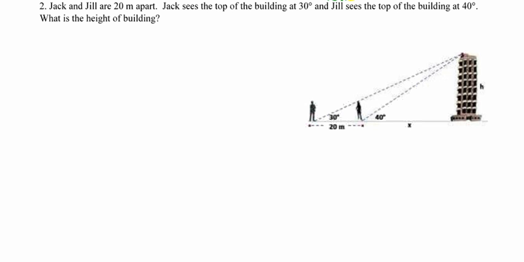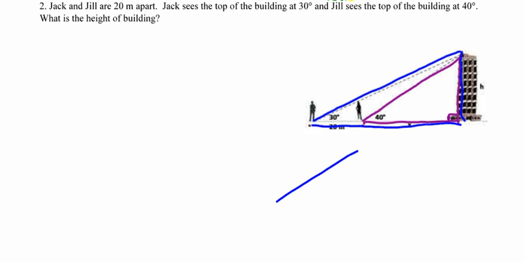Moving on to number 2, Jack and Jill, 20 meters apart. And again, they've labeled that for you nicely in the diagram. Jack sees the top of the building at a 30-degree angle of elevation. Jill sees it at a 40-degree angle of elevation. And they want us to find the height of the building. So again, I'm going to use my highlighter to highlight the two right triangles. And again, we're only dealing with right triangles because that's the only kind of trig that we know how to do for right now. And I'm going to go ahead and draw these two guys separately.